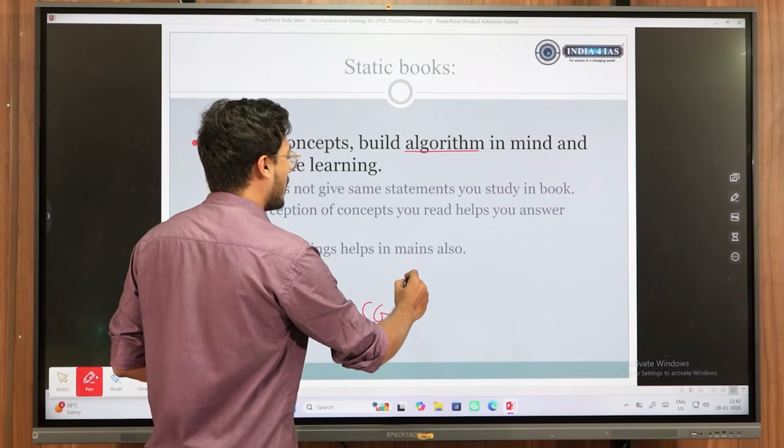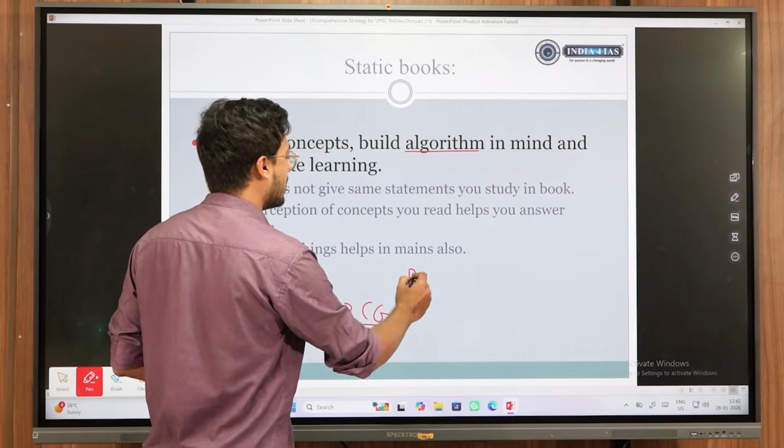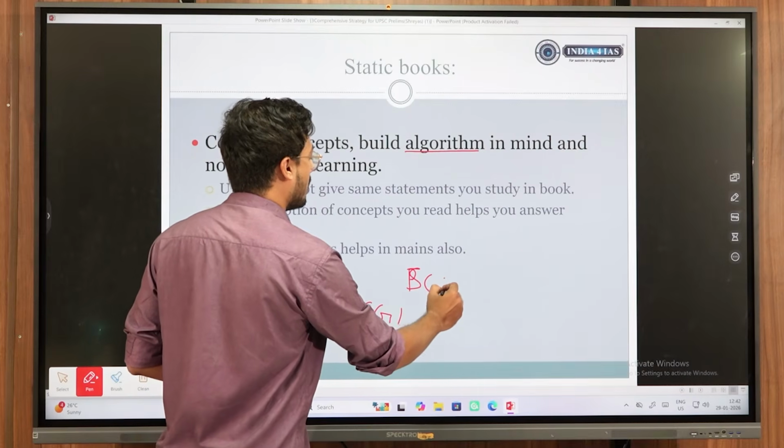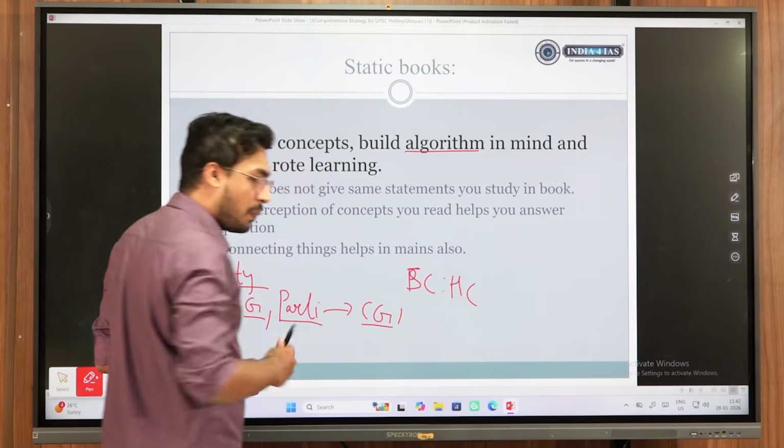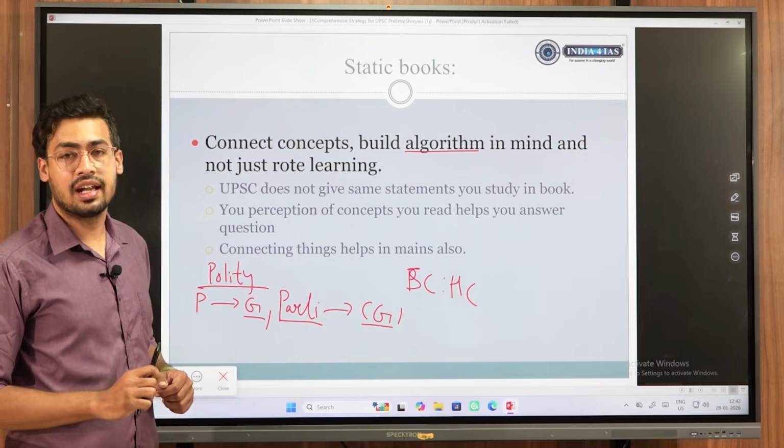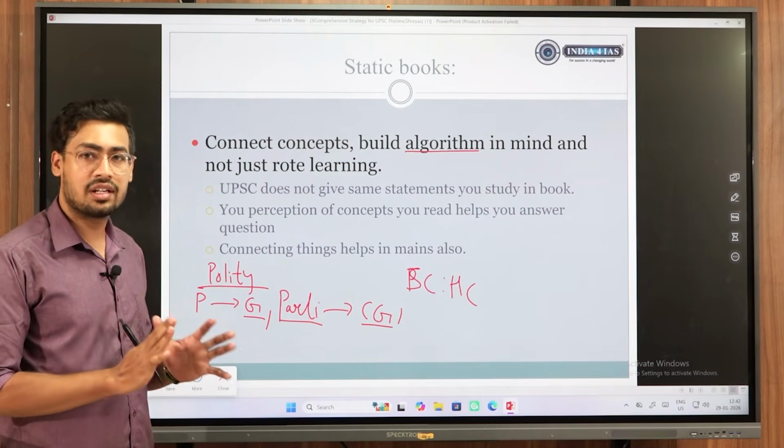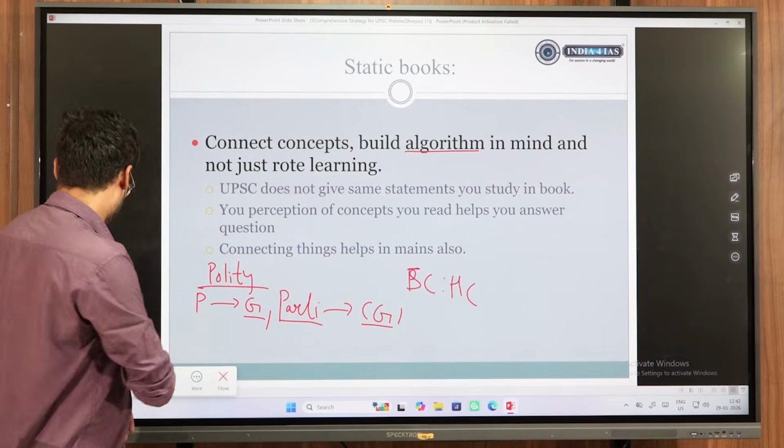Similarly, the powers of the president and governor, like I said, and the powers of the Supreme Court and High Court. So we need to compare the things which are similarly situated and try to differentiate them so that we avoid confusion.